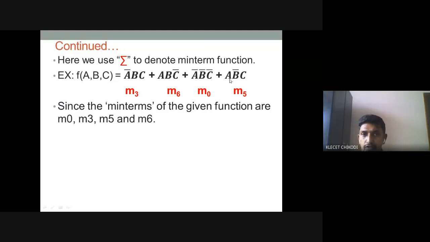Now we can see that the min terms of the given function are M0, M3, M5, and M6. What you have to do is arrange them in serial order, starting with M0, M3, M5, and M6. So these are the min terms. Now I have to represent that in canonical min term form.